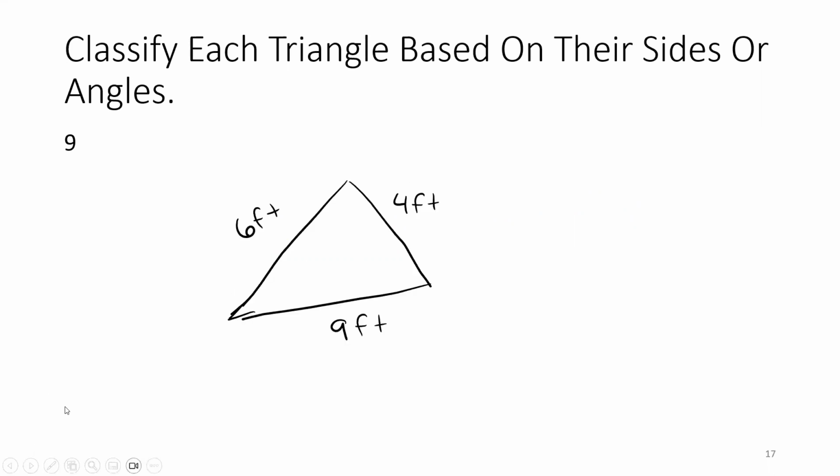Okay, so what about this one? We have 6 feet, 4 feet, and then 9 feet. So notice that the sides are all different. That means all the angles are going to be different. So you have what's called a scalene triangle. Okay, let's move on.